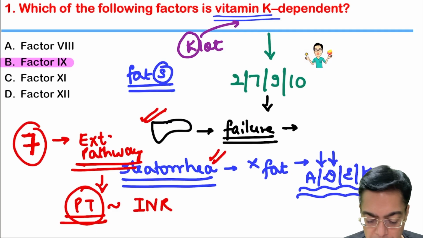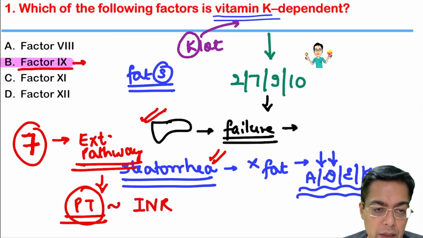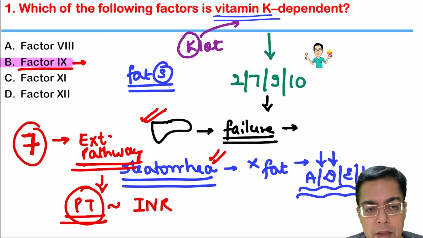Second importance is for factor 9. Factor 9 deficiency can be seen in people who are going to be suffering from a genetic problem, which is given the name of hemophilia. Which hemophilia will you associate with factor 9 deficiency? Of course, you know the answer for this question. That happens to be hemophilia B.